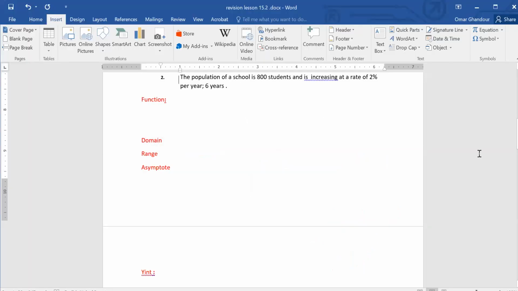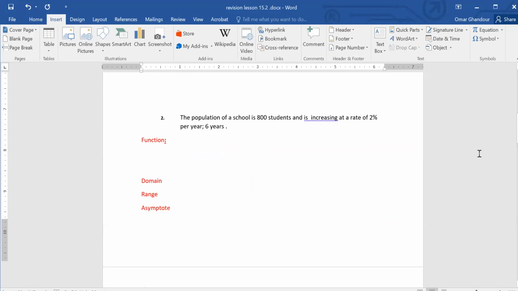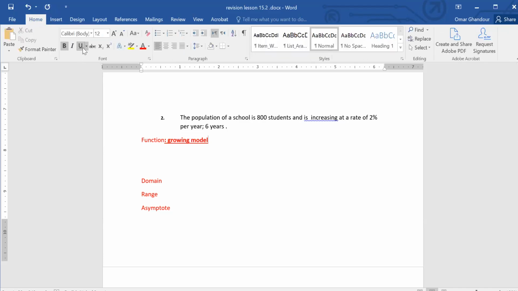So let's read question 2. The population of a school is 800 students and is increasing at a rate of 2% per year, for 6 years. Since I read the word increasing, this is going to be a growing model. Let's find the value of A and the value of R as we did. A is the initial value. What is the initial value here? The 800, the population of students. So A is 800.